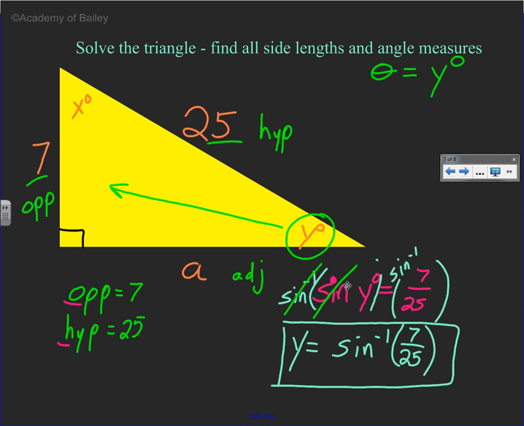And remember, if you are using a graphing calculator, you may need to make sure that your mode is set to degrees because we're working in degrees here. So we're going to say sine inverse of 7/25, and that gives us y is equal to 16.3 degrees. Okay, I'm going to erase some of this work here.